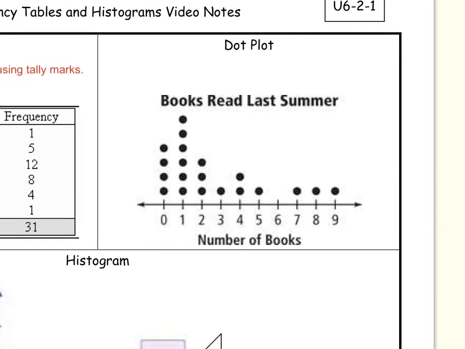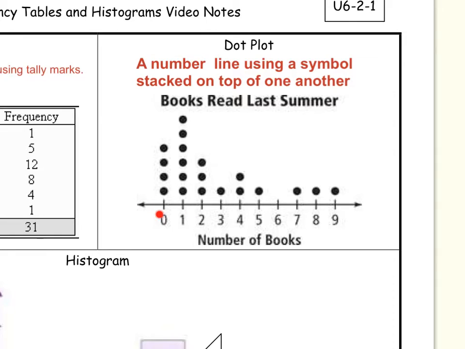Okay, a dot plot. This is a dot plot on books read last summer. A dot plot is a number line using a symbol stacked on top of one another. So here's our number line. We're going from 0 to 9. This is the number of books read last summer. So 4 people read 0 books, and 1 person read 9 books, and everybody in between. And sometimes we use X's here, sometimes we can use dots.